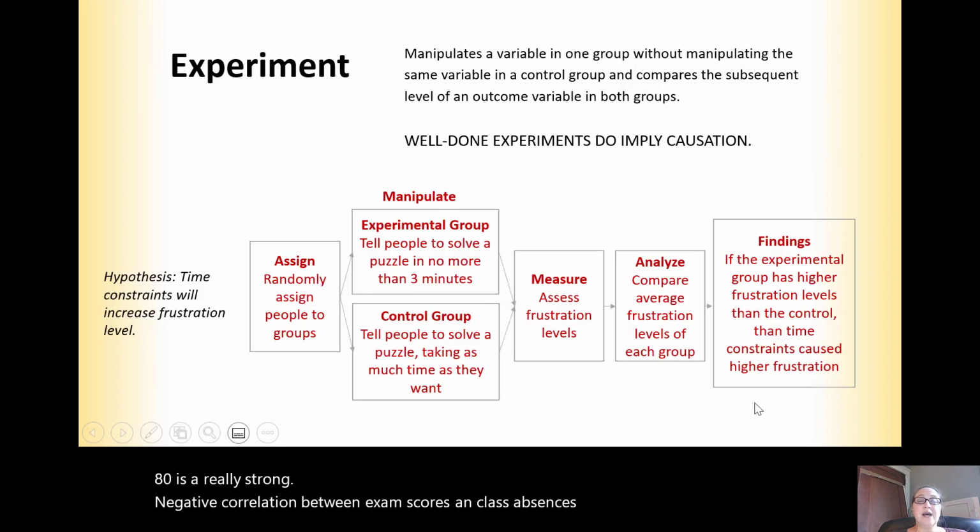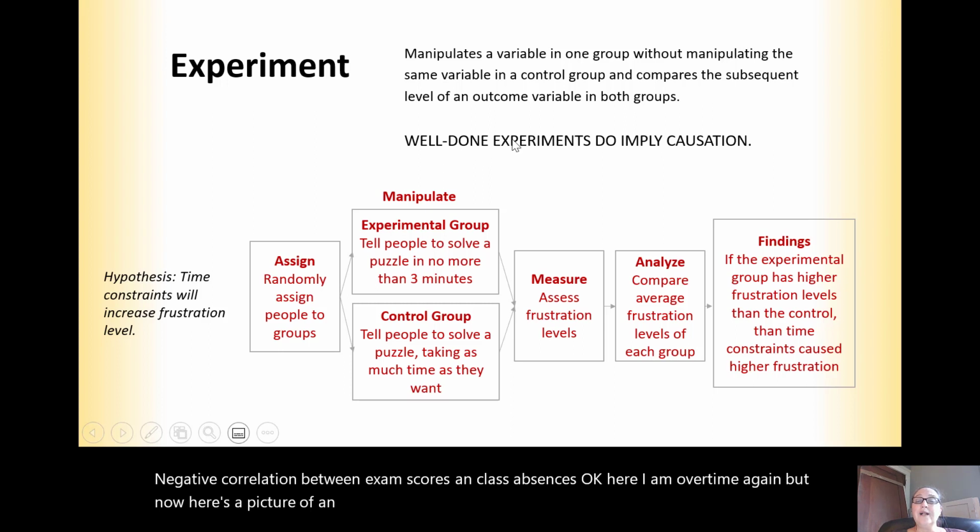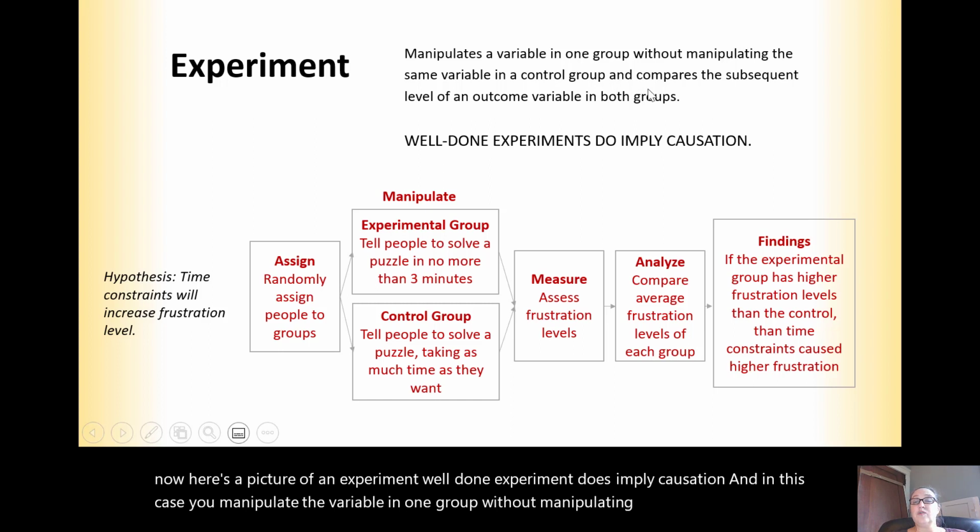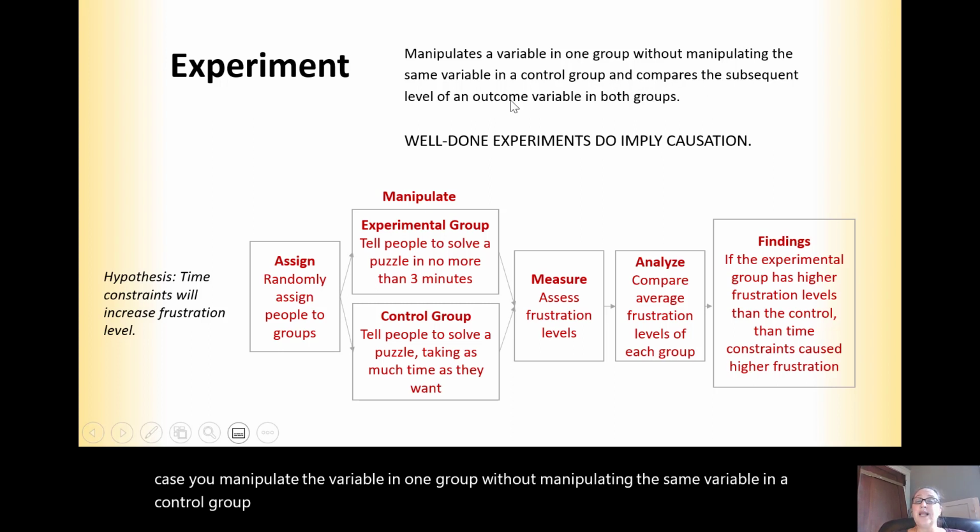Okay, here I am over time again, but now here's a picture of an experiment. A well-done experiment does imply causation. In this case, you manipulate the variable in one group without manipulating the same variable in a control group and compare the subsequent level of an outcome variable in both groups.